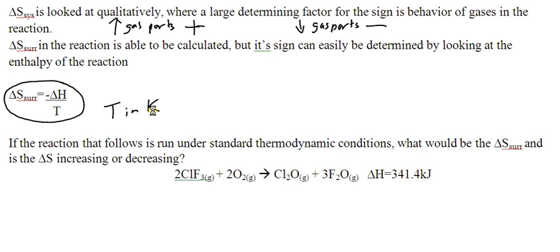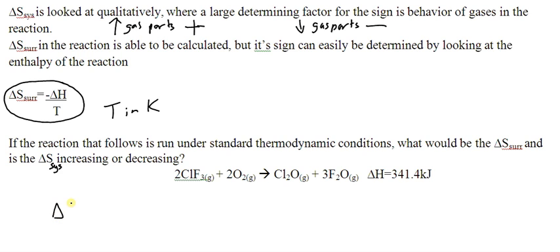So if the reaction provided here is run under standard thermodynamic conditions, what would be the change in entropy of the surroundings, and is the delta S increasing or decreasing? So this is a two-part question, because remember that delta S here as written really means delta S of the system, because when you don't see a subscript for the term, you can assume that they're referring to system. So with that in mind, let's take a look here. Let's deal with the first part of the question.